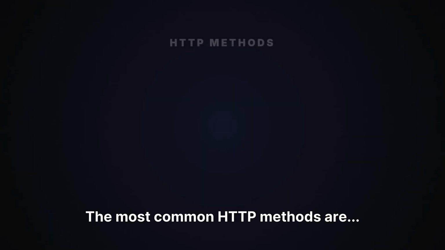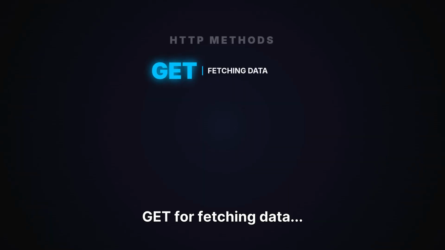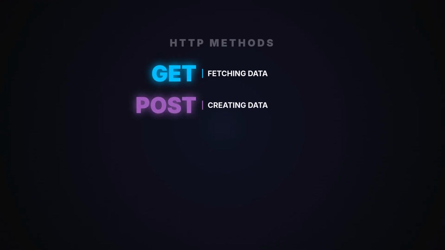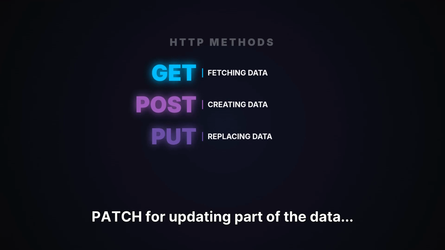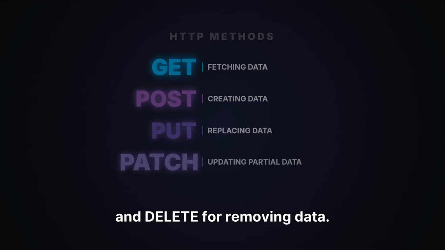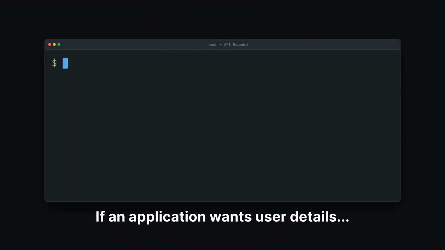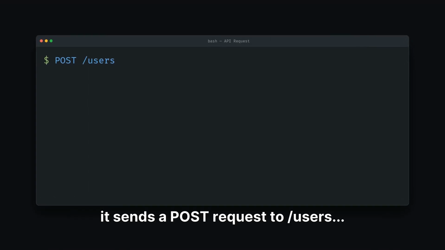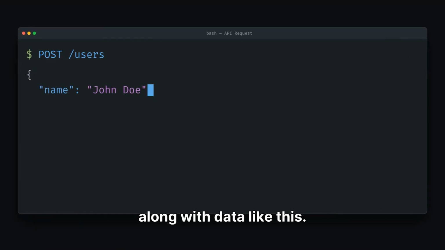The most common HTTP methods are GET for fetching data, POST for creating data, PUT for replacing data, PATCH for updating part of the data, and DELETE for removing data. If an application wants user details, it may send GET /users. If it wants to create a new user, it sends a POST request to /users, along with data like this.